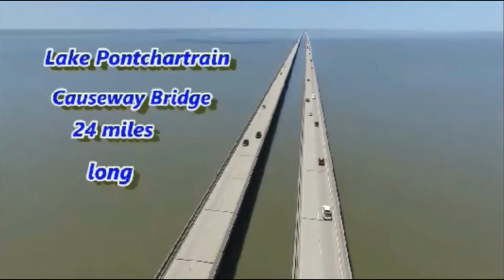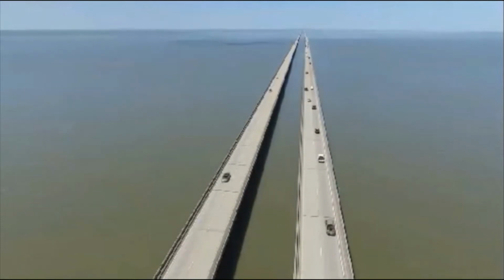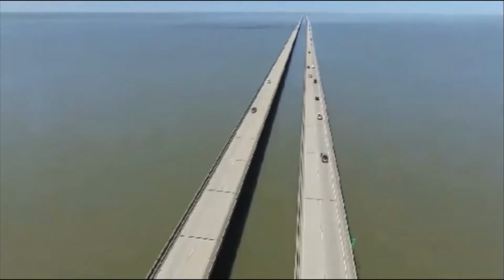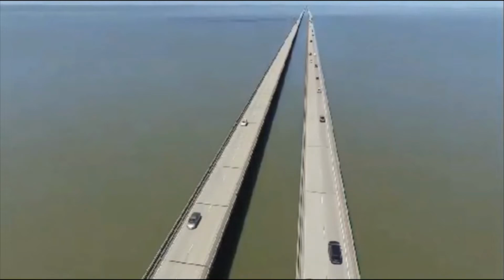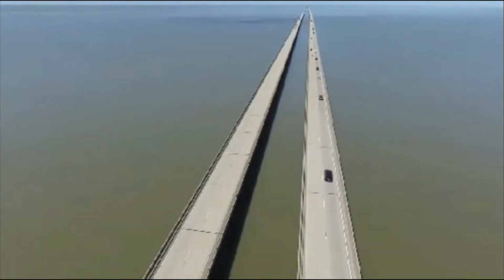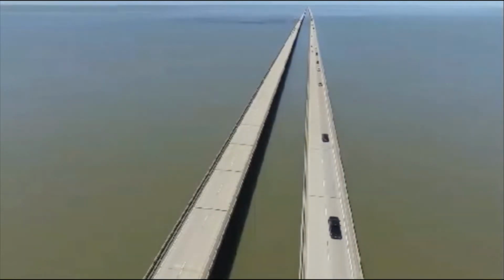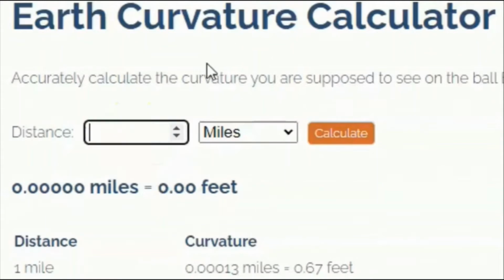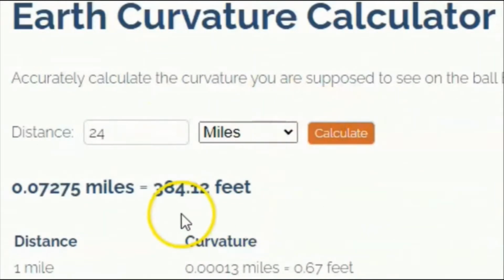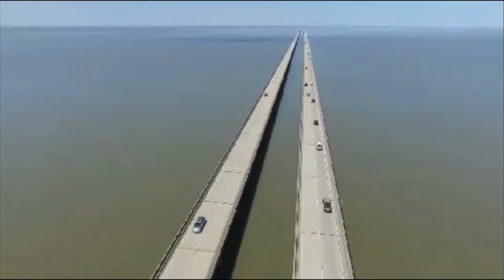At 24 miles, let's take a look here at the supposed ball earth curvature rate based on 24 miles. So at 24 miles, let's take a look here and see what we get. We get 384 feet. And let's take a look again at Lake Pontchartrain.